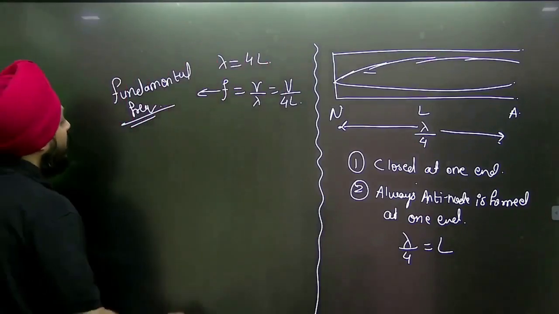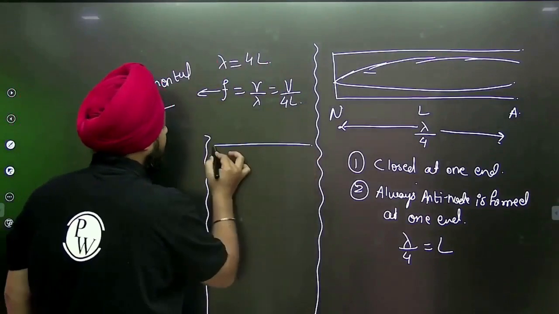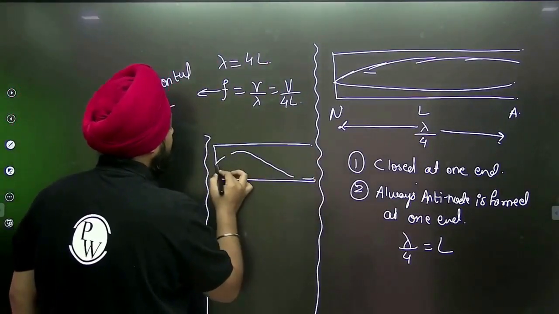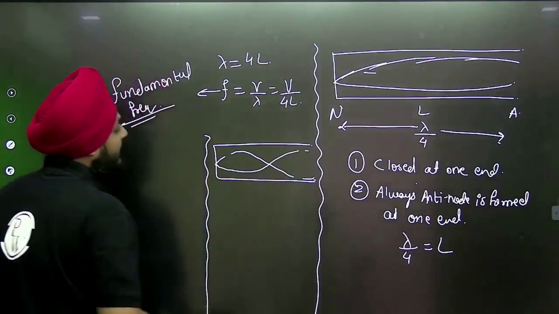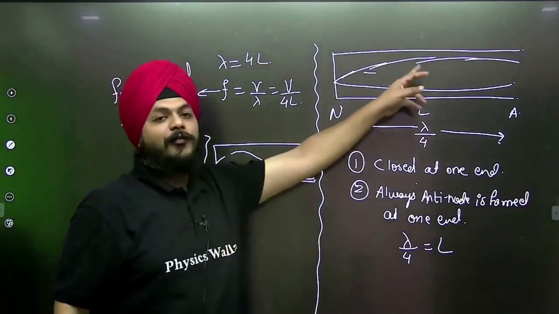Now let's move on to the first. See now, this is a closed organ pipe. The first will be like this way. Now in this case, we have the odd harmonics. You can say half of the wave is formed.